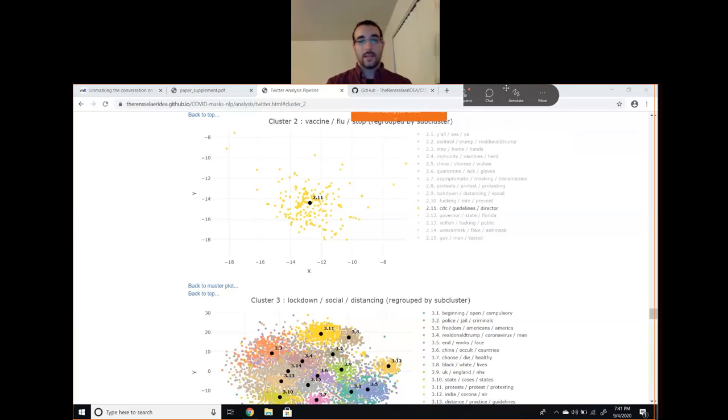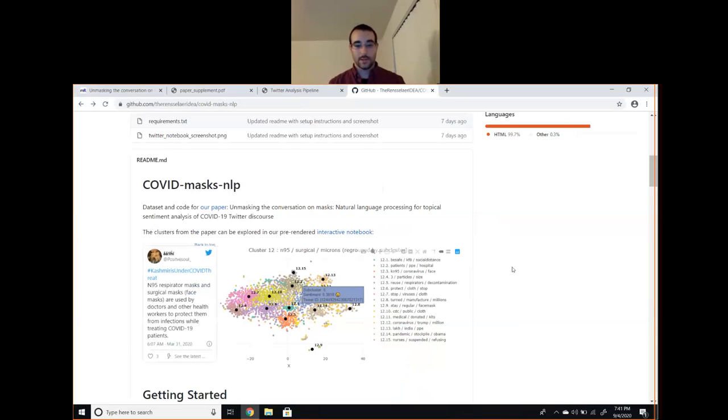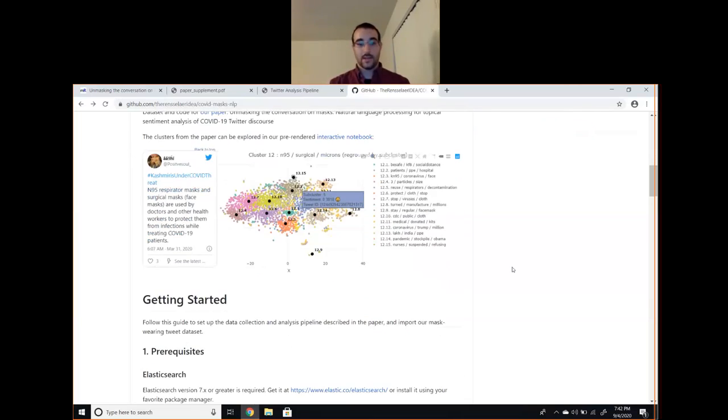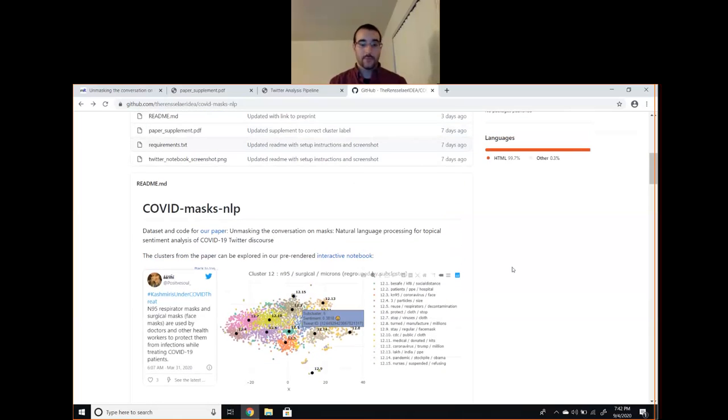We've made all of the source code along with our data available on GitHub at the COVID Masks NLP repository. This GitHub repository can be used by anybody in the research community who is interested to reproduce our work or perform additional analysis using our data set. The tweets in our data set can be rehydrated using the Twitter API and used for additional exploratory analyses. The code behind our analysis pipeline is also available and can be further explored in other ways as well.